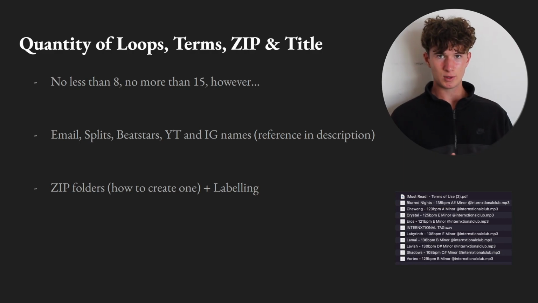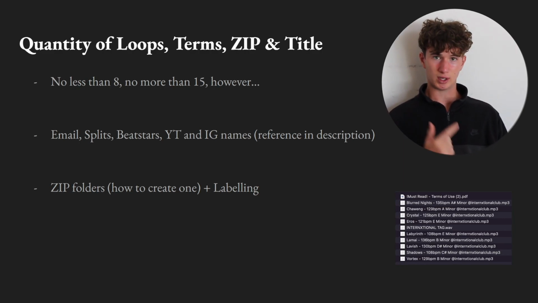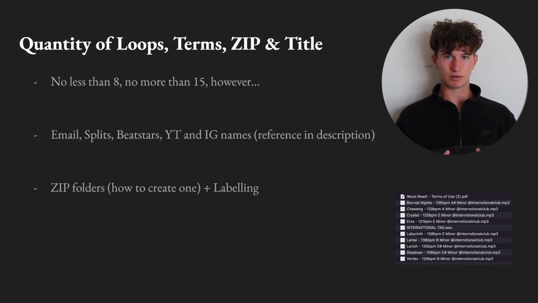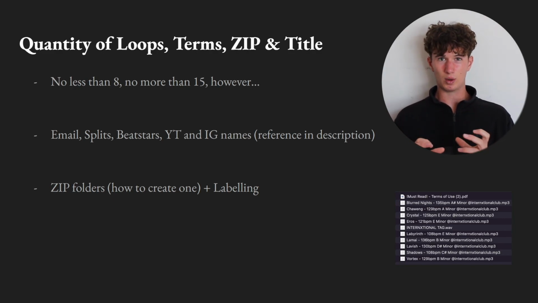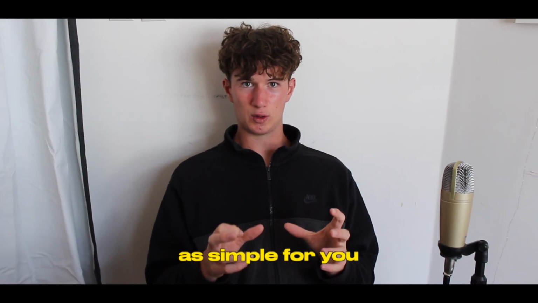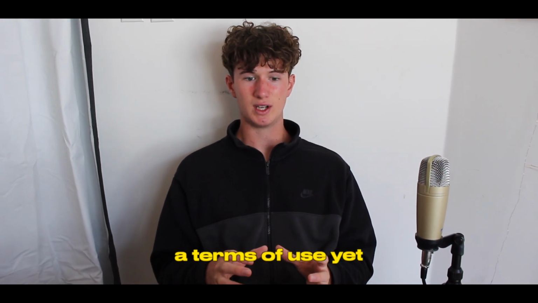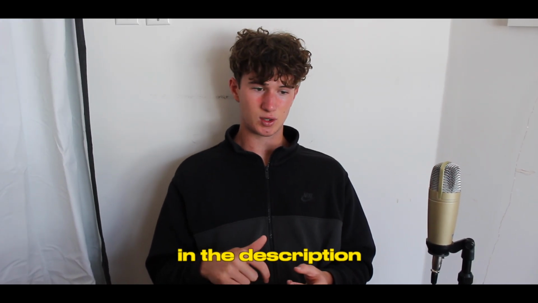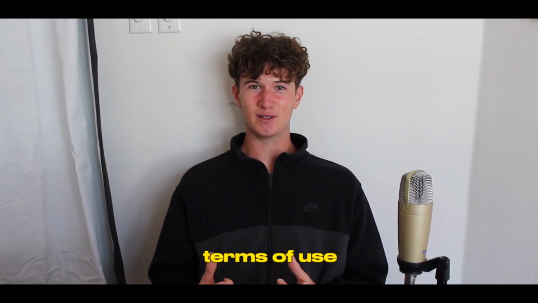Boys, when you're doing your terms, you need to make sure you include your email, your conditions for splits, your BeatStars name, YouTube channel, and also Instagram name. Make sure it's laid out so it's easy to read, and all the information that is important is in that document or PDF. Boys, to make everything as simple for you as possible, if you don't have the terms of use yet, we've got our PDF for the exact terms of use that we use for our kits in the description. So if you need some inspiration, if you need some ideas, or if you just want to copy our terms of use, they'll be in the description for you guys to check out, completely free.